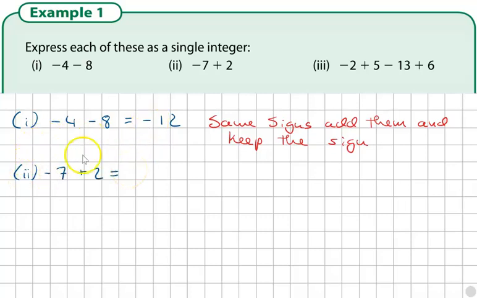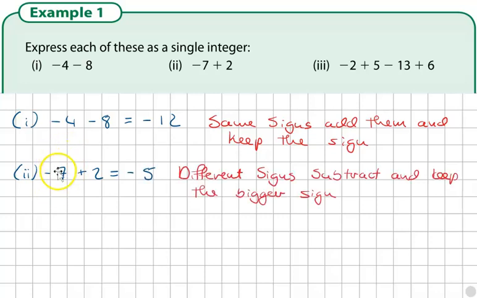Part 2, minus 7 plus 2. So here we have different signs. So the rule is we subtract and we keep the sign of the bigger number. So 7 take away 2 is 5, and we keep the sign of the bigger number. 7 is bigger than 2, so we keep the minus. So we get minus 5. So different signs, subtract and keep the bigger sign.